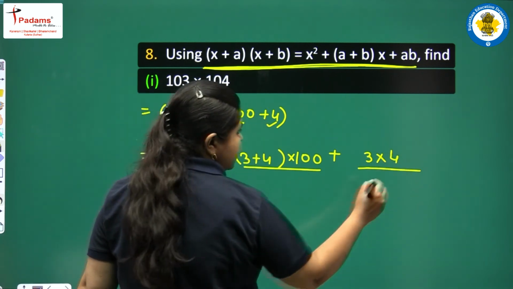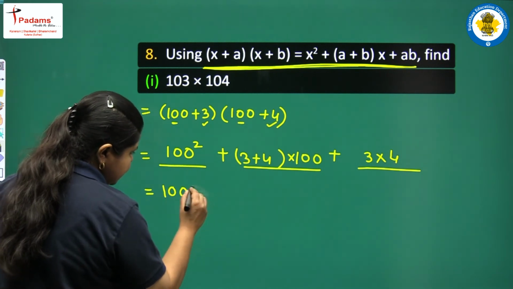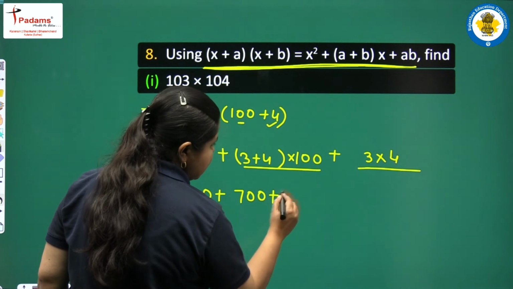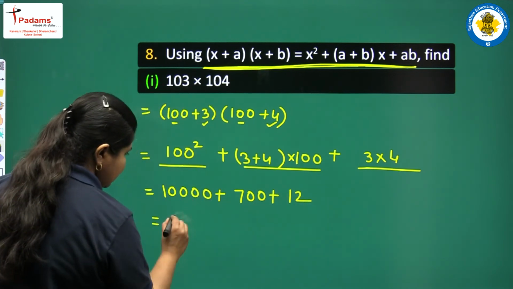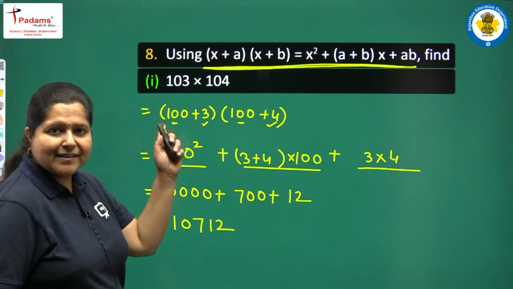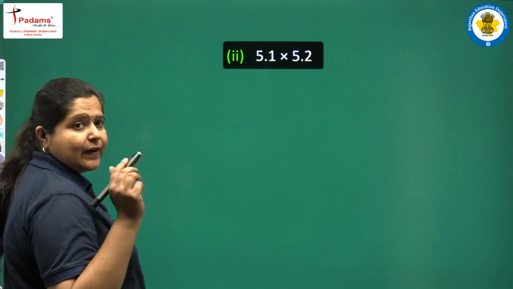Getting it? And now we can write 100 square, it will be 10,000, here 3 plus 4 is 7 into 100, 700 and plus here 12. So, this is equal to 10,712. So, quickly we have got the answer, the product here. Getting it? Next one is this one, 5.1 into 5.2.